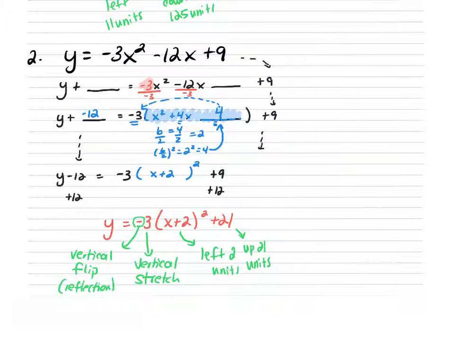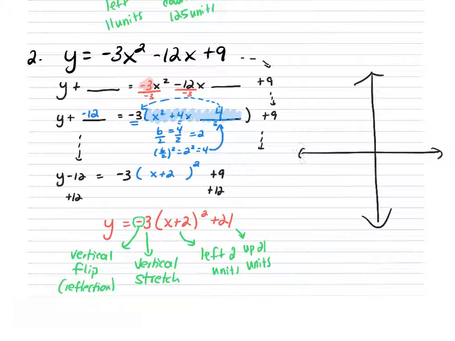So we can make our graph. So our vertex has been moved left 2 and up 21. So I'm going to put that right here. I'm going to call that point 2, 21. And again, I'm not worried about the scale as long as it's in the right quadrant. Excuse me, that's a -2, 21.